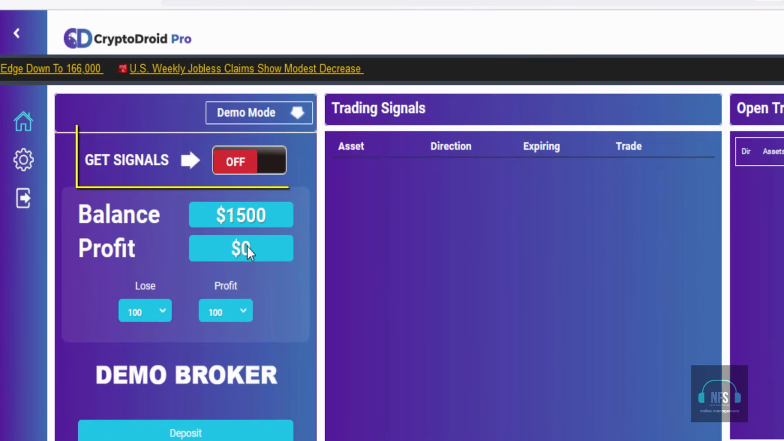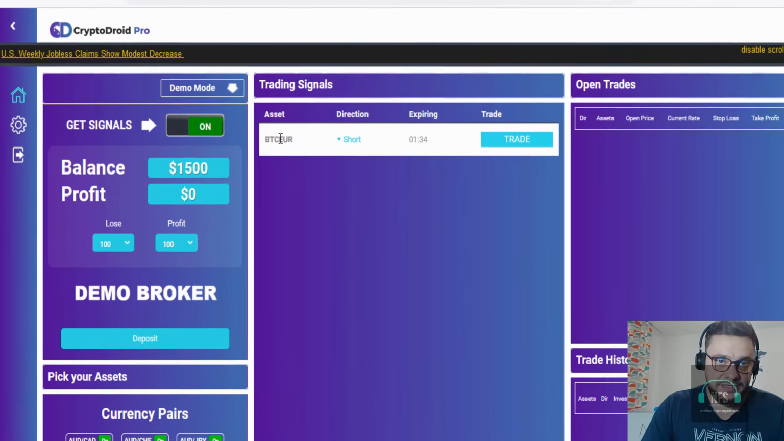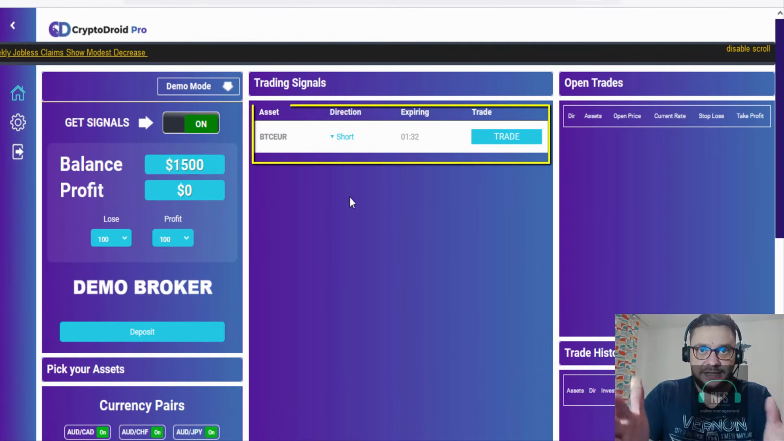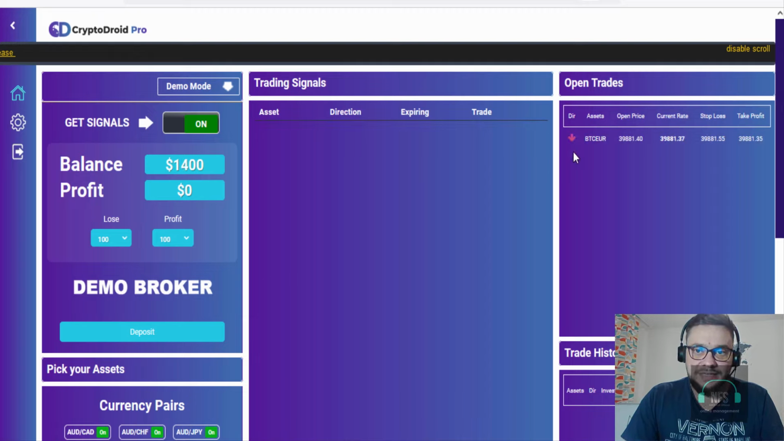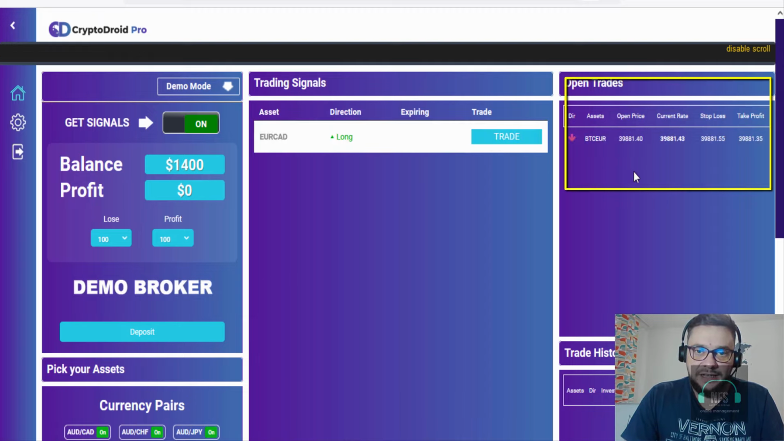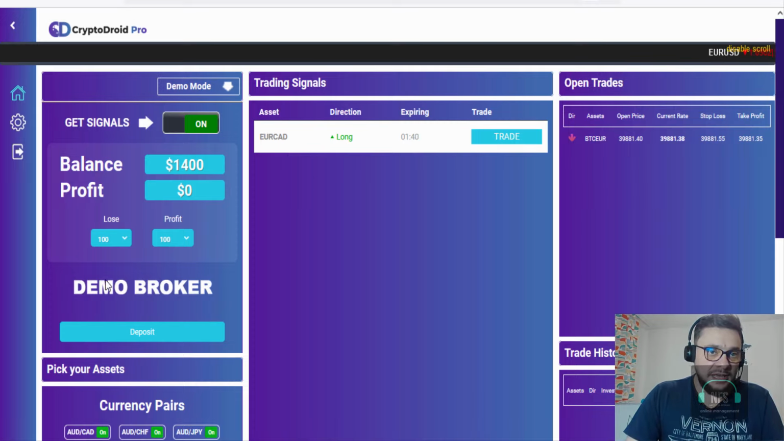As you can see here, we have the signals. You will put this on or off, and here you will see signals. As you can see, Bitcoin, Euro, it's trading cryptos and fiat currencies. And as you can see, we have a signal on Bitcoin, Euro. You will click on trade, and you will see the trade here in open trades. Another one, Euro, Canadian dollar. These are fiat currencies. Here you will see the balance and the profit.